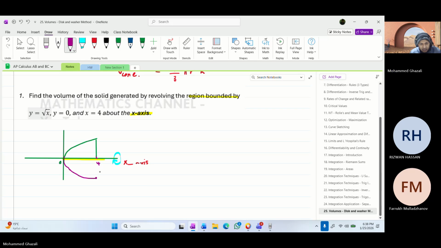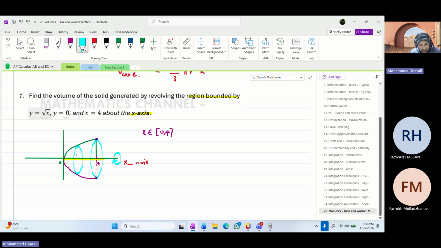Okay. Now, what is this point over here? This point is basically 4. So I know my integration boundaries are from 0 to 4. I'm going to be integrating from 0 to 4, and you are rotating about the x-axis. So there are your discs forming, multiple discs forming. You can see this looks like a bowl.